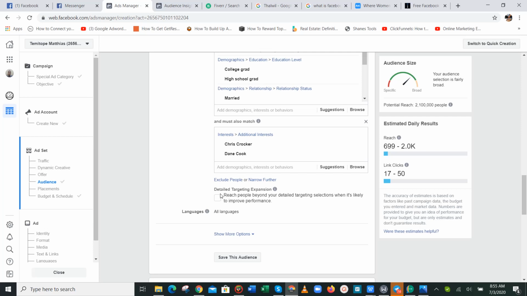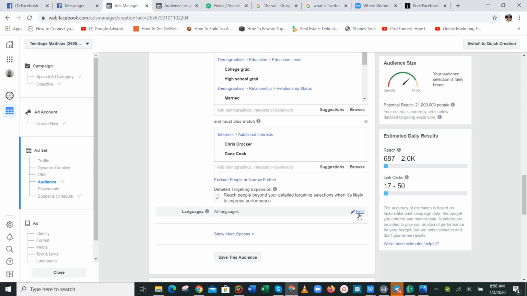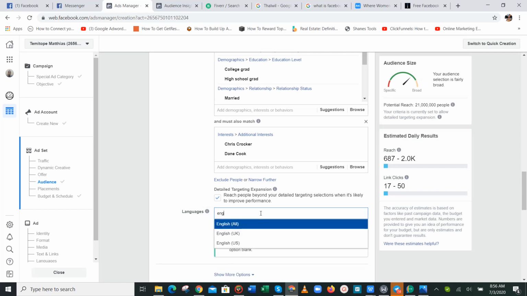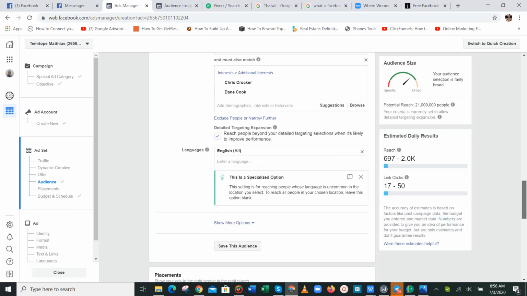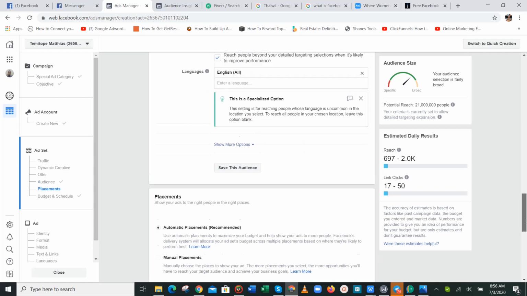So now you see detailed targeting expansion. Reach people beyond your detailed targeting selection when it's likely to improve performance. This will help us to improve our performance. So you mark it. So languages, what are the languages you want to target? Let's say you want to target English, those people who speak English, all. Not UK English, not US English only. So you want to target all people who speak English.